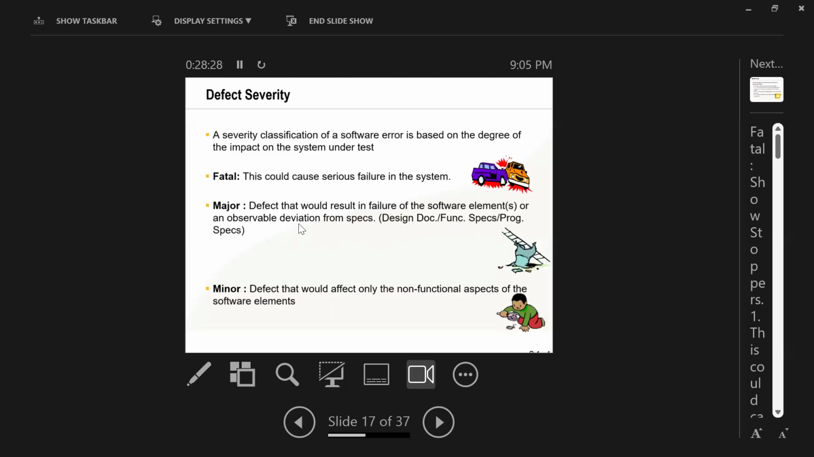Then the design doc, whatever, something like that, it's a major. Minor is a defect that would affect only the non-functional aspects of the software, like elements and text. It's a minor. High, medium, low, or else fatal, major, minor. This is the severity we'll assign.